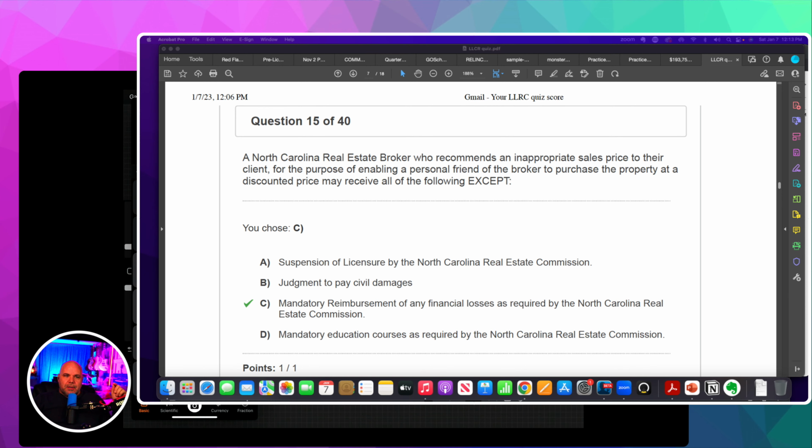It'd be the court. Once you got sued civilly, the court would say, oh yes, you're guilty of this. You must pay. That could be part of that. But the commission's involvement would just be disciplining you with a reprimand, censure, suspension, or revocation. Yeah, that'd be right, exactly.